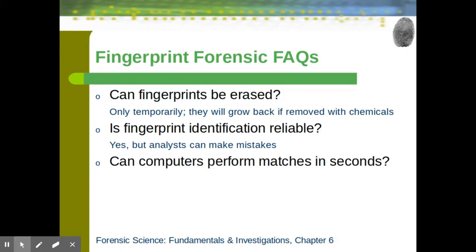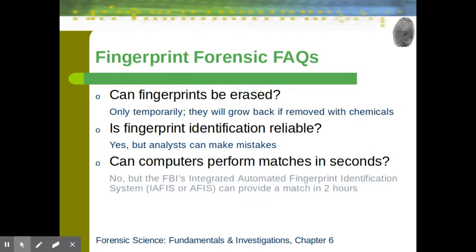So yeah, you can make mistakes, especially if you're not holding that criteria high, so that you have to have so many minutia marks before you can match it. Can computers perform matches in seconds? That's what we see on TV, but no, it takes some time for them to go through those databases, and it always goes to a person in the end to look at it. So the computer might spit out, oh, these have 14 matches in their minutia, but you're going to send those to a person to then look at.